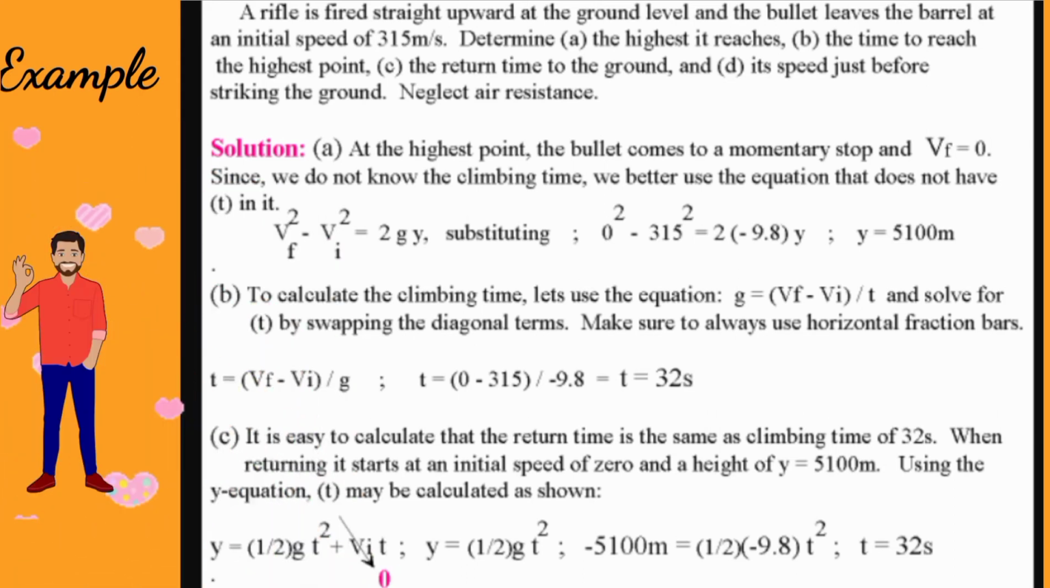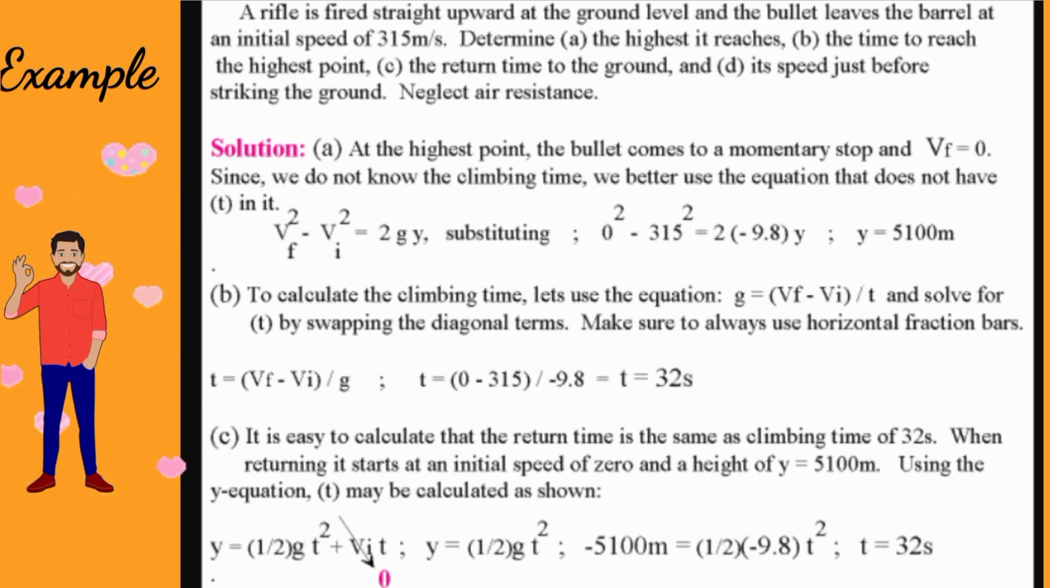Now, when it comes to motion under gravity, it's a bit more complex. This is because the equations of motion take a different shape. If we are talking about upward motion, a is minus g, as gravity acts downwards, and if we are talking about downward motion, a is plus g.